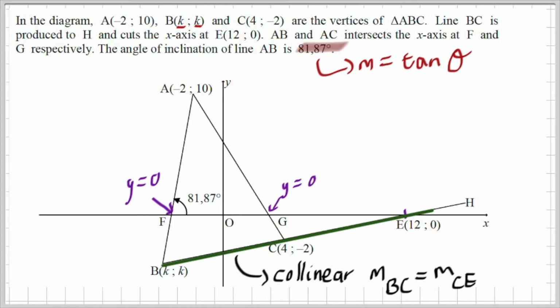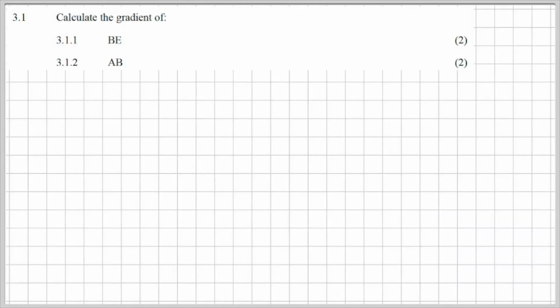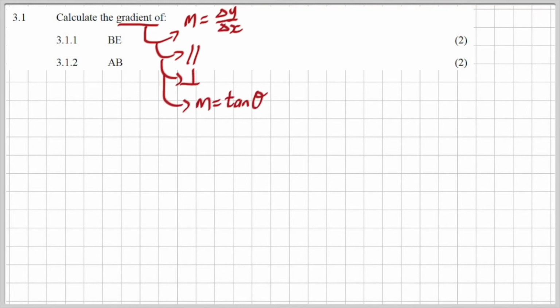Lot of information, and this is fine. Let's take this information now and analyze the actual question. So the first question they ask you is calculate the gradient. Now what I love to do, matriculants, is literally take this bit of information, break it apart, and then say, okay, how can I get gradient? Well, gradient, I've got 4 options: change in y over change in x, parallel lines, perpendicular lines, or m equals tan theta.